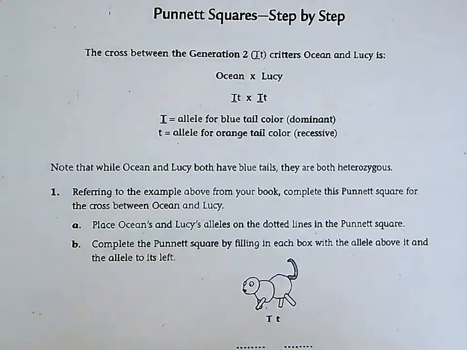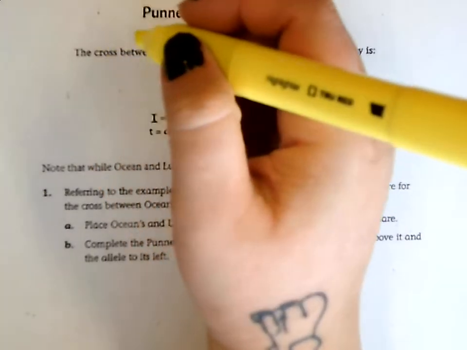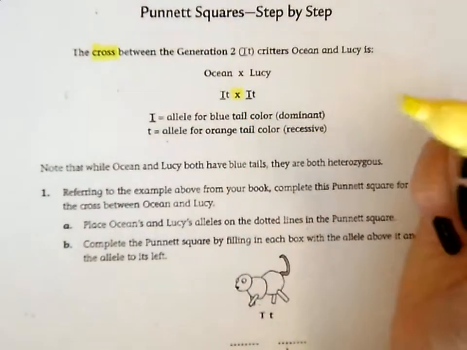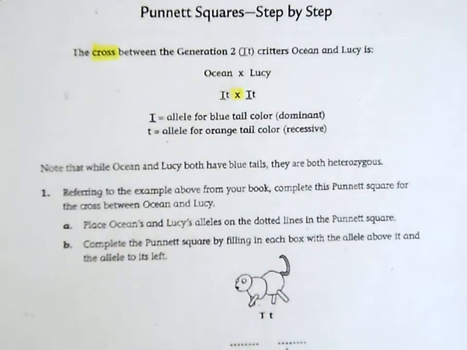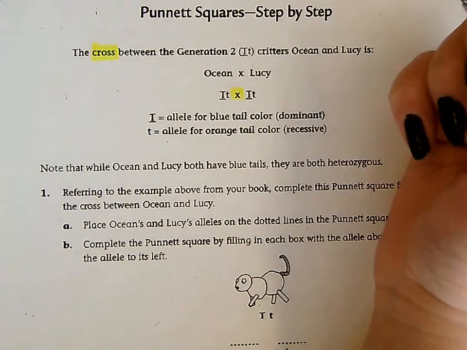So, as observed, it says the cross between the generation 2, big T, little t, critters, Ocean and Lucy is, and it shows you just some information. So let's go through this. Anytime you see the word cross, you're going to think of similar to multiplication, just as is. You're really just multiplying the genotypes. Remember, genotypes is a 2-letter combination.